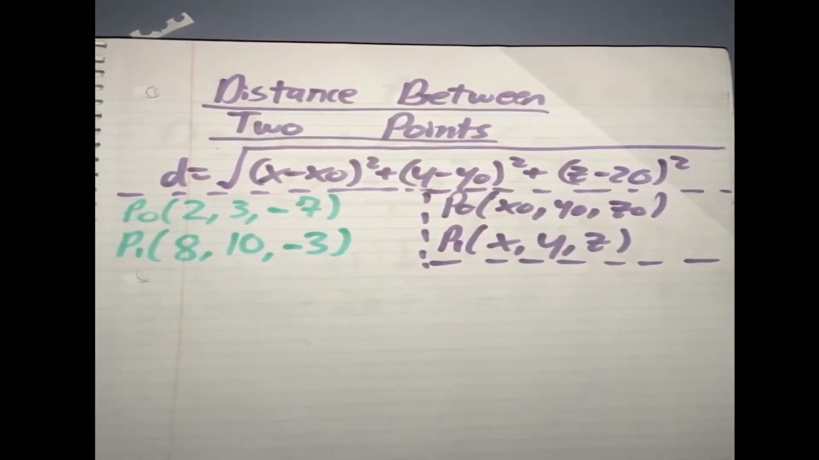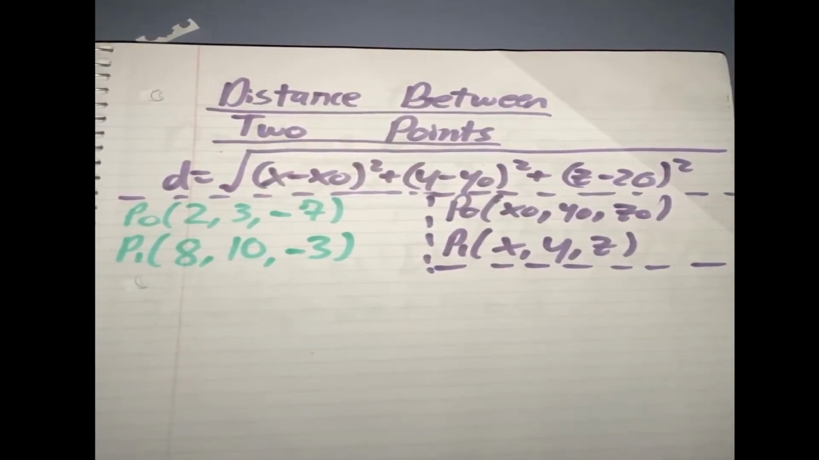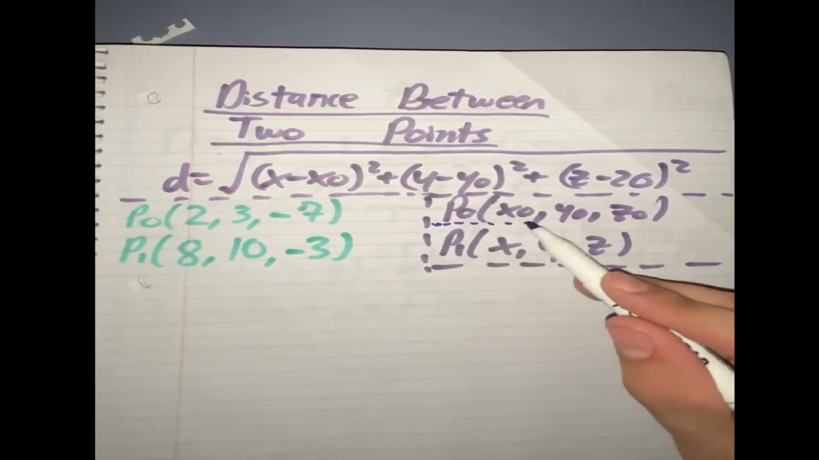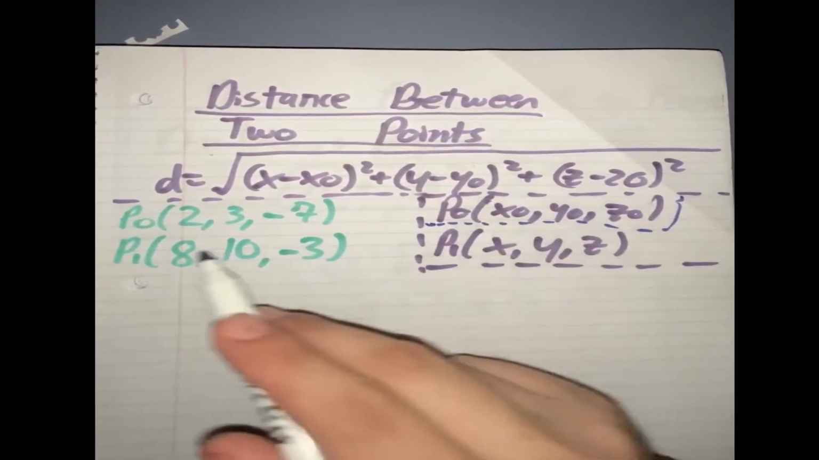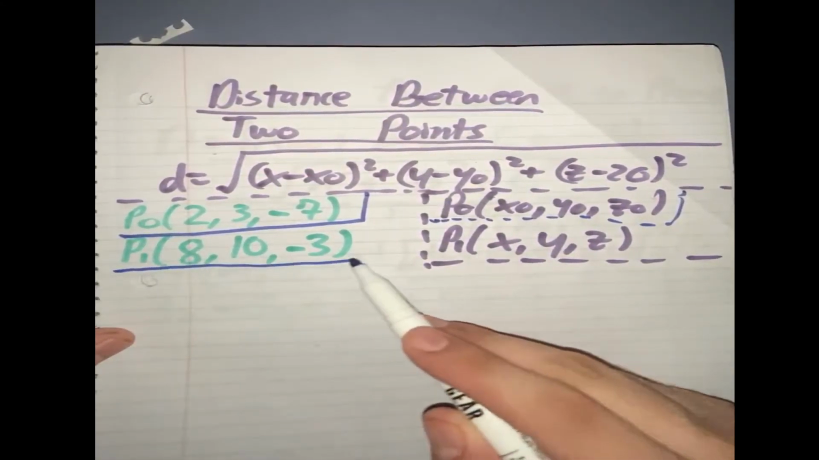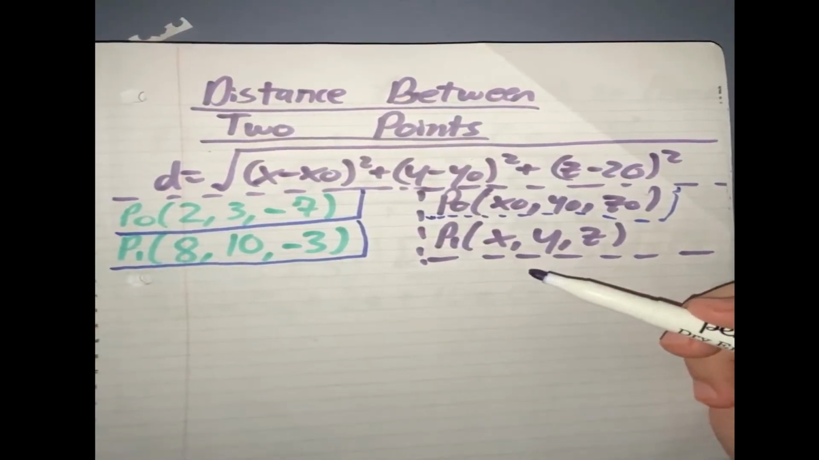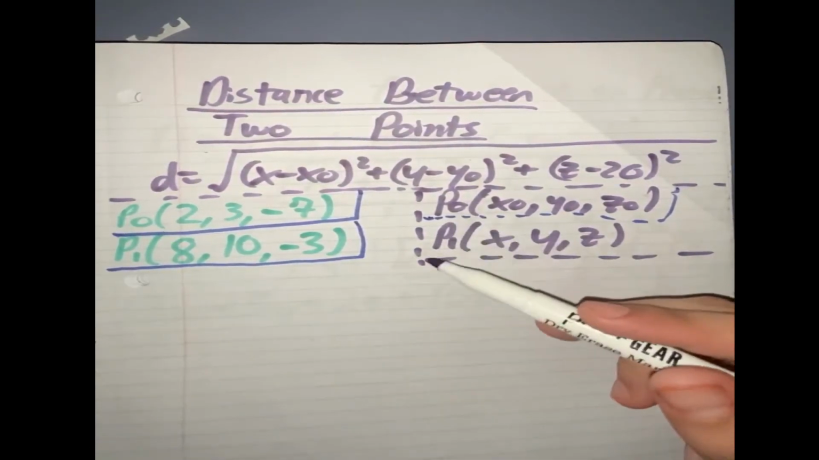Hello guys, so in this example, we're gonna find how to find the distance between the 2 points. So in this case, we have to identify our P naught and P1. So this is P naught, our first point. So in this case, P naught is given as 2, 3, negative 7, and P1 is given as 8, 10, negative 3. So in this case, we have to find the distance between these 2 points.